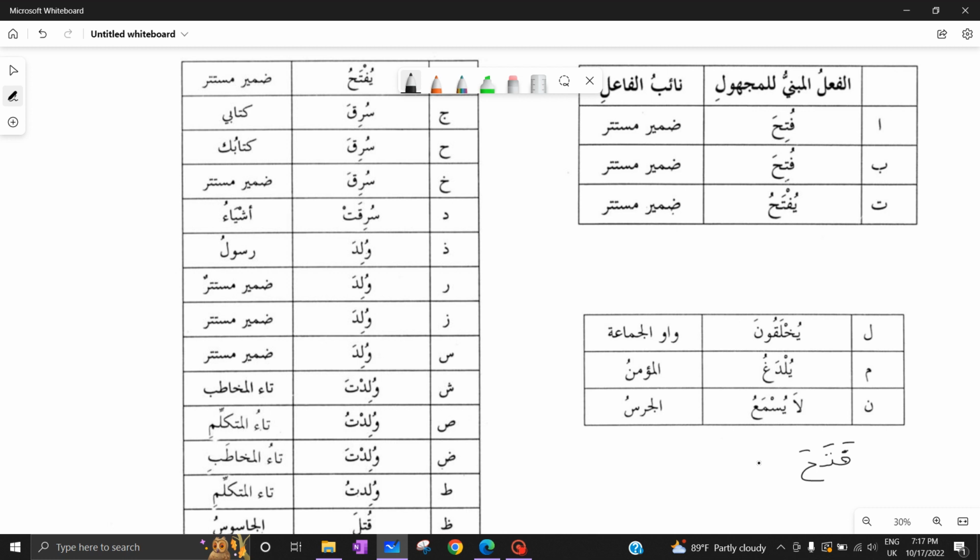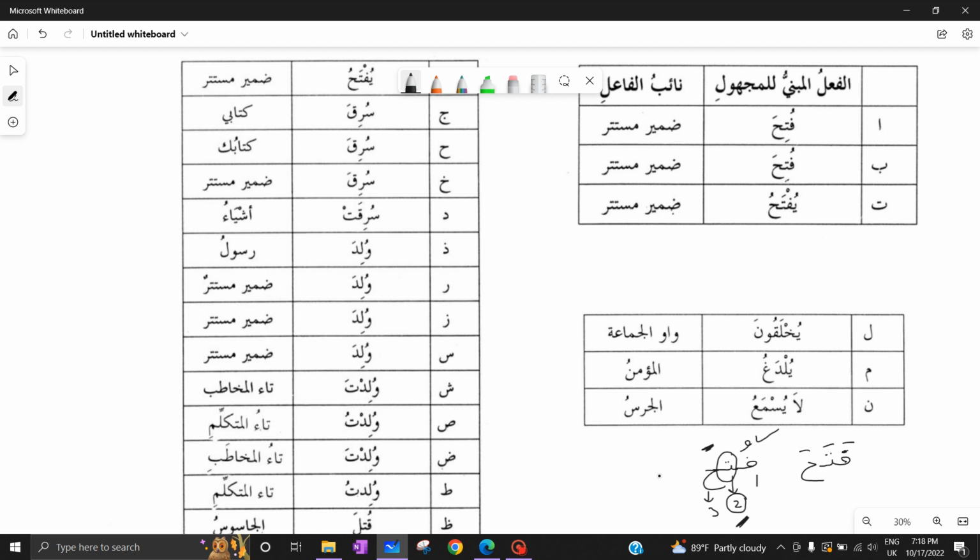the first rule for madi is that the first letter of the verb will get a dhamma, and the second last letter, what is the second last letter here? This is the first letter, this is the second letter and this is the third letter. The second last letter is ta, so this ta will get a kasra. And the third letter will remain the same. So this is the rule: number one, the first letter will get a dhamma and the second last letter will get a kasra.